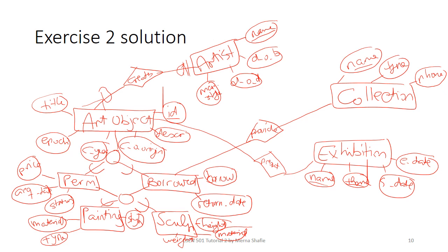طيب الكولكشن one collection provide لينا how many borrowed art objects? In general many. Can give us many art objects and at minimum zero. يعني I can have a collection that did not provide me any borrowed art objects. طب borrowed art object is provided by how many collections? One and only one, because every borrowed art object belongs to exactly one collection, so it's always one and only one.